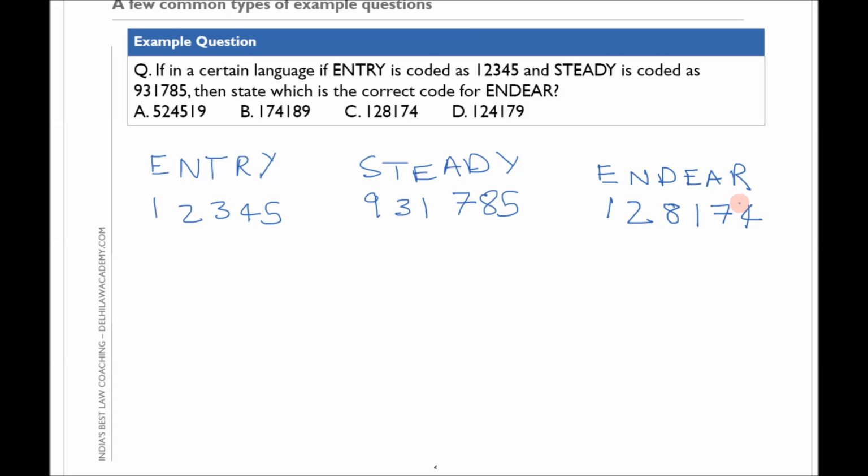So this is a different type of question, guys. We didn't try to guess the logic. We didn't try to see how it is coded as 1, 2, 3, 4, 5. All we did was we observed two things. One, that the code is really simple. It says 1, 2, 3, 4, 5. So probably we are not supposed to guess. Second, we saw that endear, the target word, can be assembled from the characters in entry and steady. These were our two hints that we should apply this method. So the answer is C, 128174.